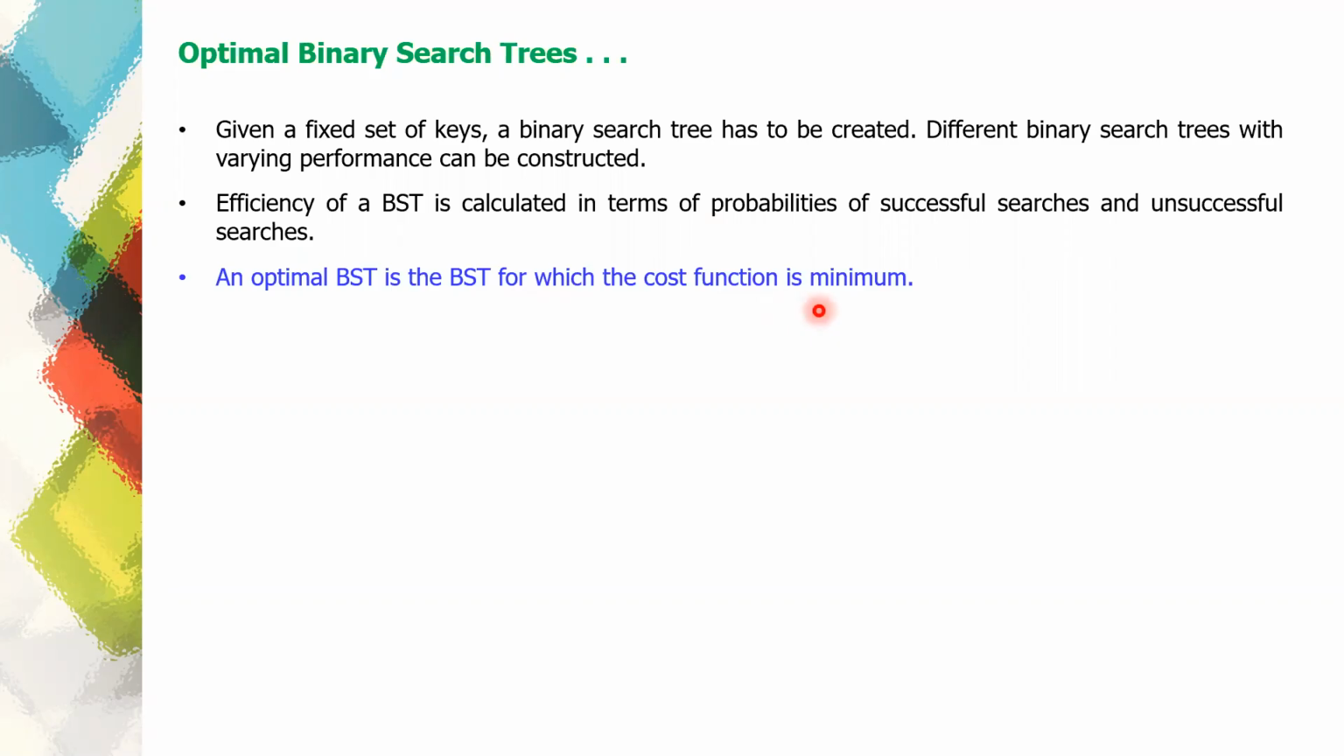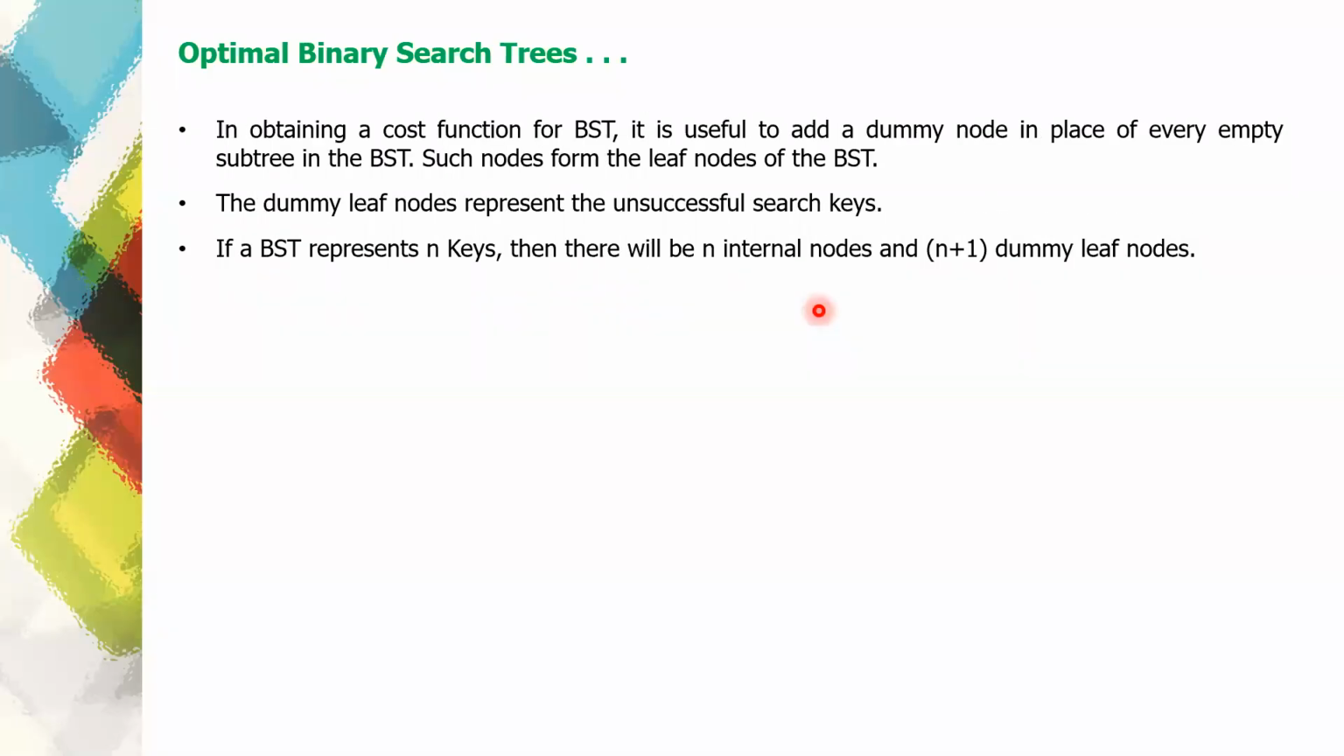And for generating such an optimal BST, we are going to make use of the dynamic programming approach. We are going to devise a DP based algorithm for generating an optimal BST. So we are going to make some changes here to the binary search tree so that we can apply the dynamic programming approach. We are going to add a few dummy nodes. These are called dummy nodes, or they may be called fictitious nodes.